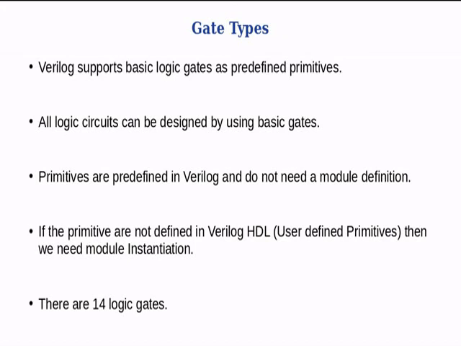Verilog supports all basic logic gates used in digital electronics, defined as predefined primitives. All digital designs can be represented in terms of logic gates using Boolean expression. All the primitives are defined in Verilog HDL, so we don't need a module definition. Whereas for user-defined primitives, we need module instantiations. Module instantiation means using a module within another module, because module and endmodule cannot be nested. There are 14 gates defined in Verilog HDL.